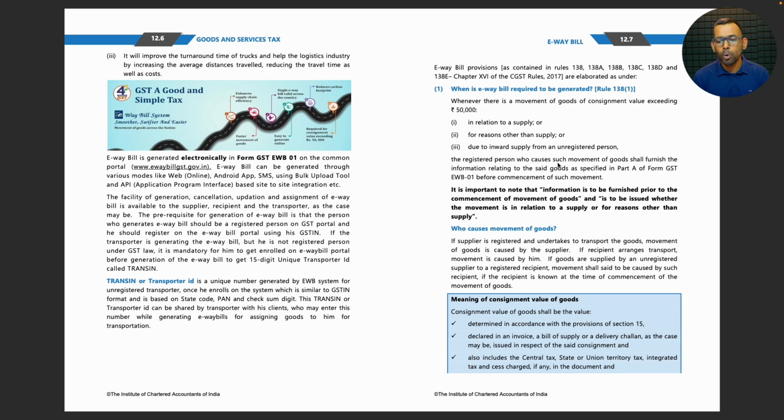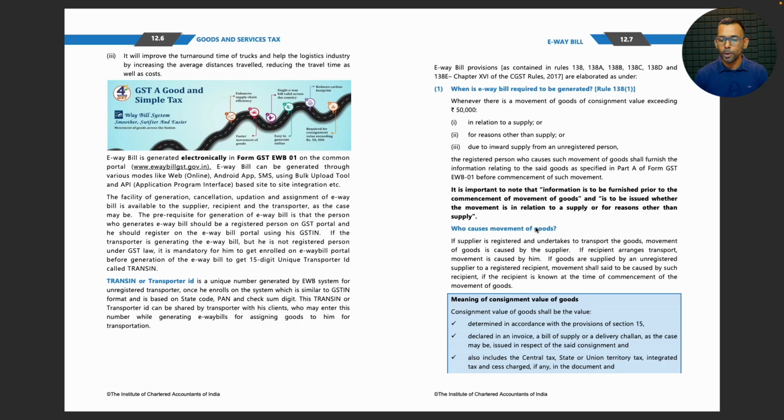The registered person who causes such movement of goods shall furnish the information relating to the said goods as specified in Part A of Form GST EWB-01 before commencement of such movement. Okay. It is important to note that the information is to be furnished prior to the commencement of movement of goods, and is to be issued whether the movement is in relation to a supply or for reasons other than supply.